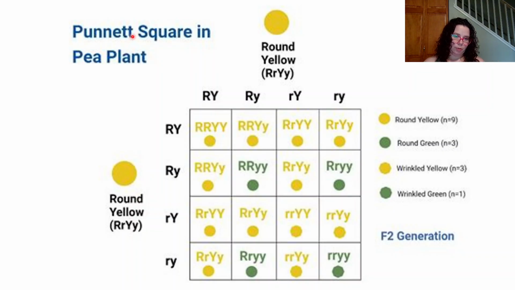It's a Punnett square and a pea plant. And I happen to know that this is talking about the peas in the pea pod, because this is a really common genetics example, because it's easy to manipulate in the lab. And the other parent is a round yellow, but they are heterozygous.